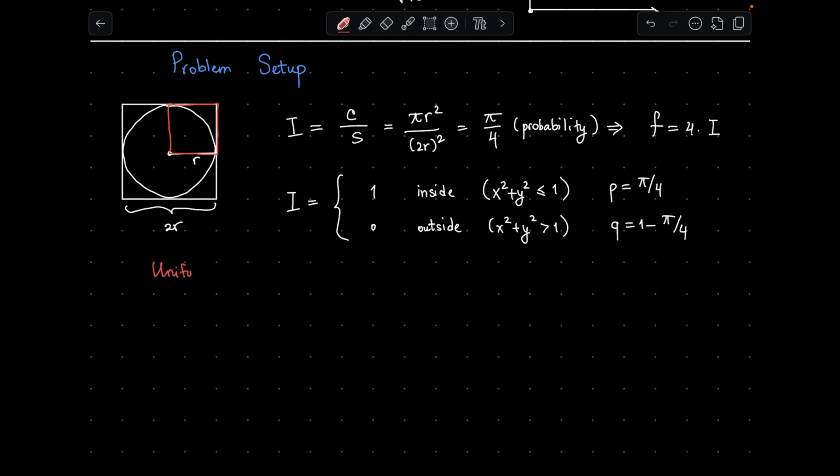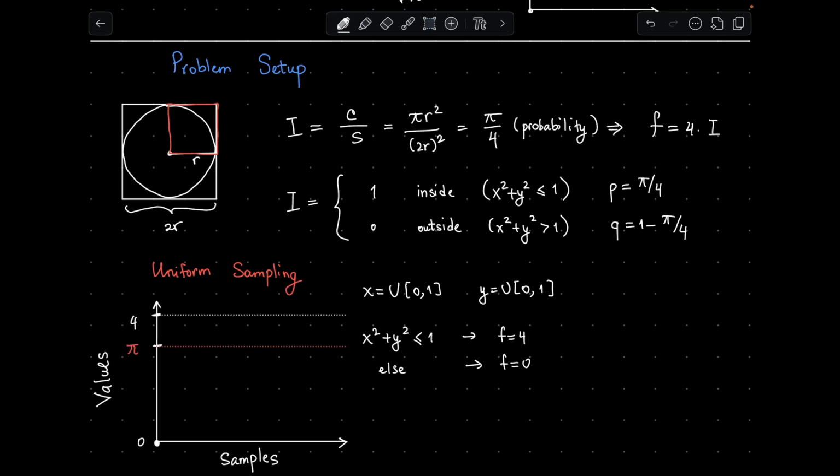Now the simplest way to sample is to use uniform sampling. Here we draw the x-coordinate of the dart from a uniform distribution between 0 and 1. And we do the same thing for the y-coordinate. Then if x squared plus y squared is equal to or less than 1, namely if the dart is inside, then our sample value is equal to 4 and 0 otherwise.